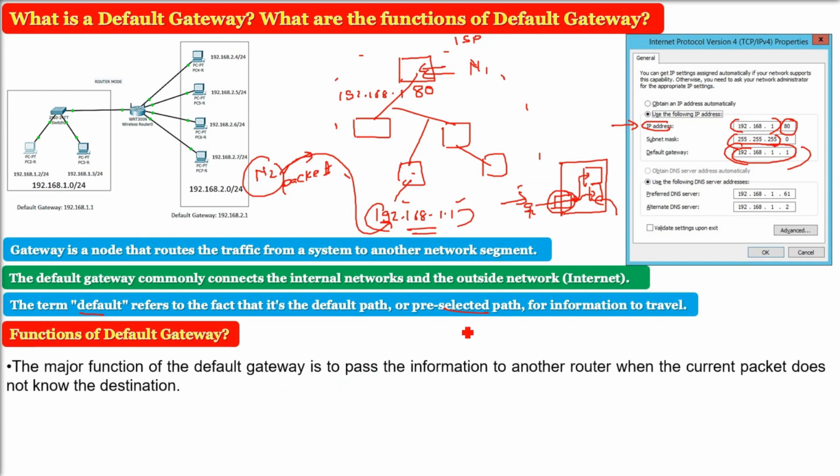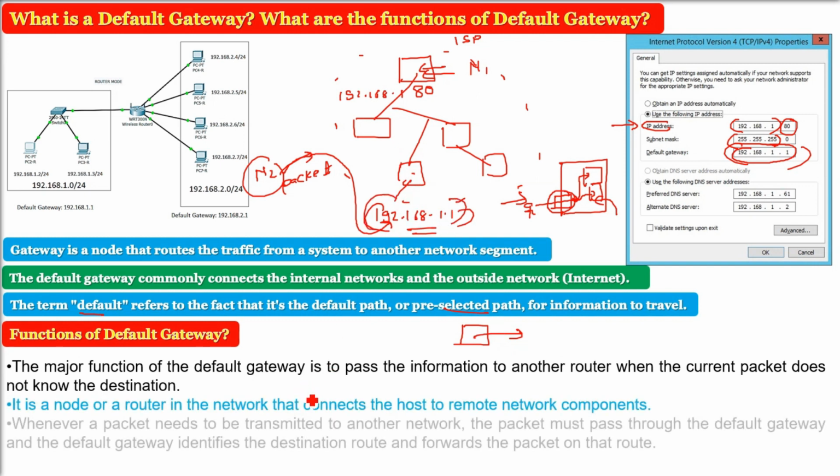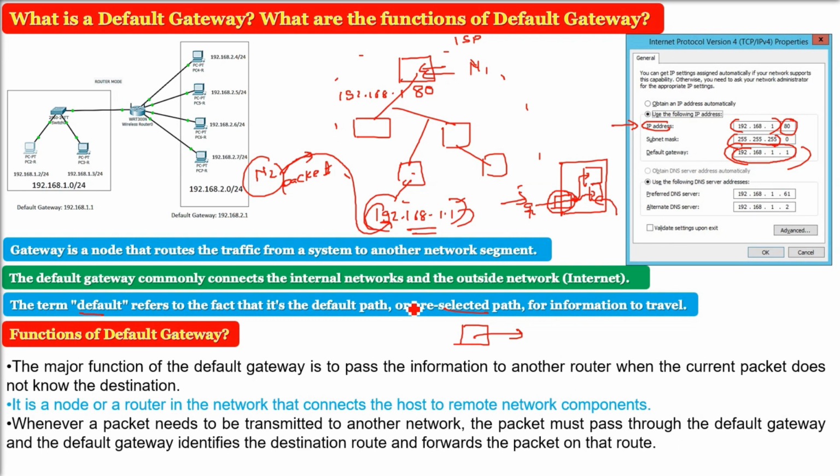So there are different functions. The major function of the default gateway is to pass the information to another router when the current packet does not know the destination. If you're not aware of where to go, the default gateway solves this problem. So it is a node or a router in the network that connects the host to remote network components. Okay. So you can call it an entry point for the packets in the network, which you have to know, the point where you have to enter.